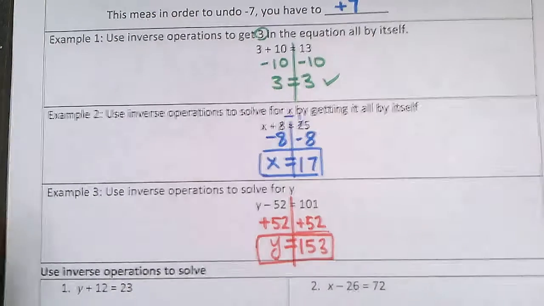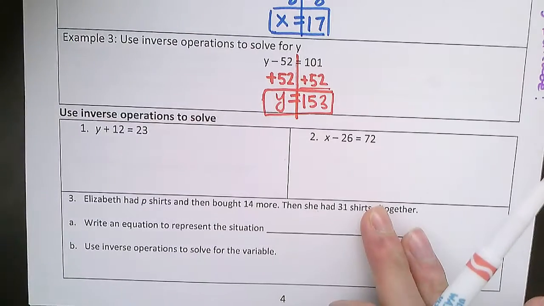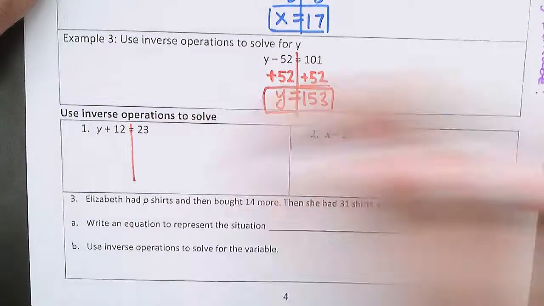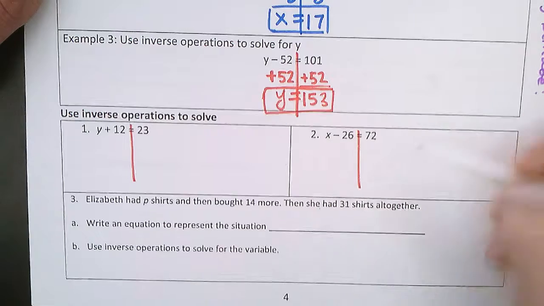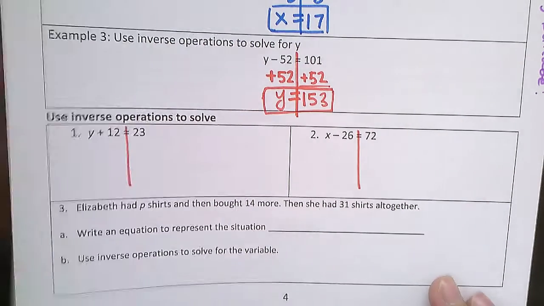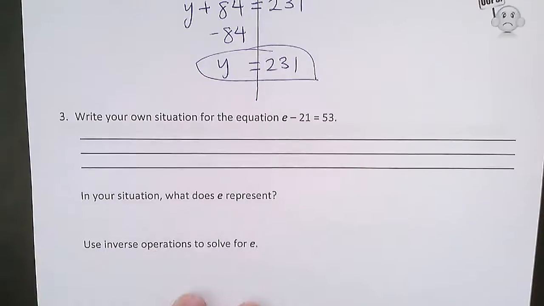Alright, so with that, I want you to complete the rest of page 4. And remember, you can always start by drawing your lines down the equal signs. Remember, everything you do on the left side, you also have to do on the right side. And then once you're finished with page 4, if you have time, you can work on the problems on page 5.